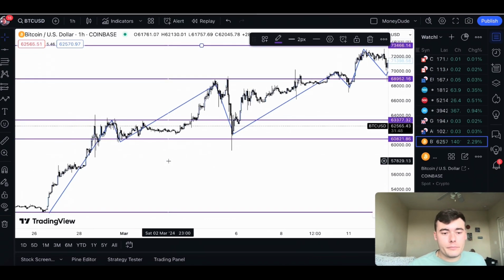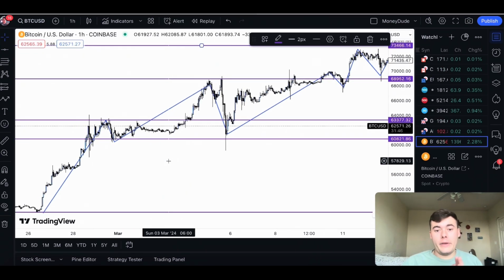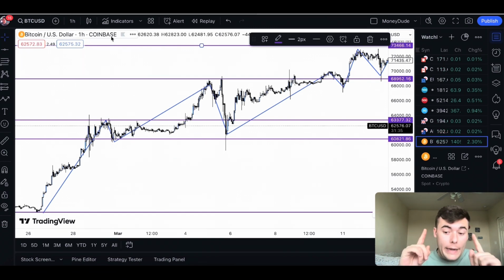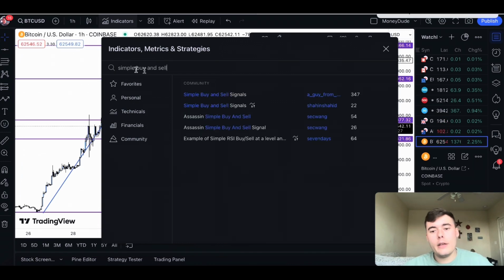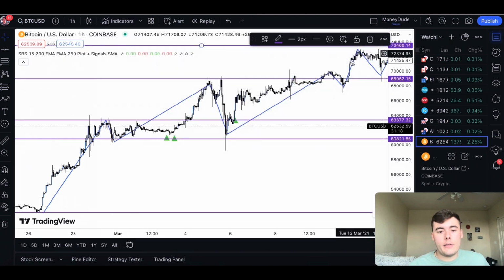Anyways, so now we have our little bit of market structure, and we're going to get into the part where we're actually going to take the buys and sells. All right, this is going to be on a 1 hour time frame. Remember that. This is a 1 hour time frame. You're going to type in, this is how easy it is, Simple Buy and Sell. It's going to be from this guy right here. A Guy underscore A underscore Guy underscore From underscore. All right. You're going to click that and you're going to turn that on.